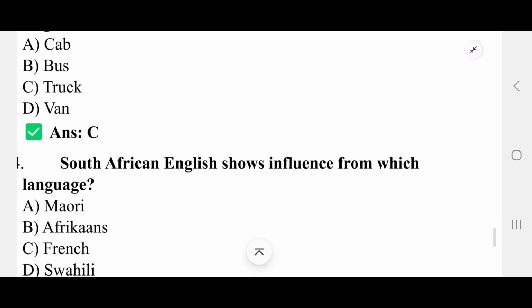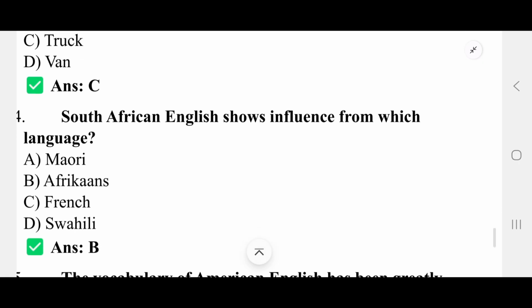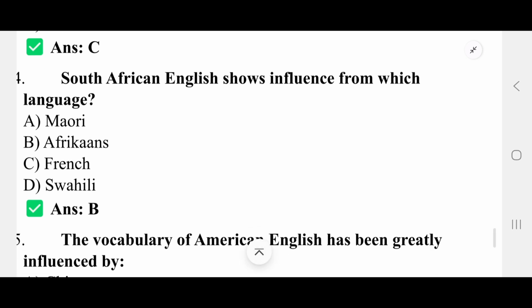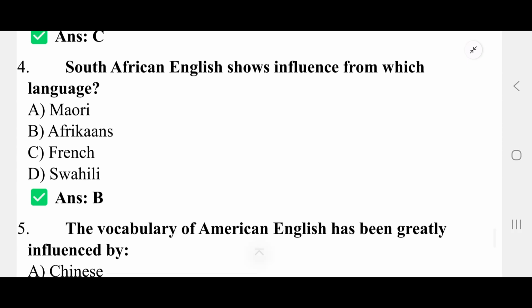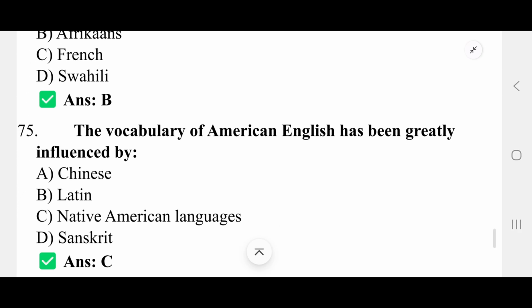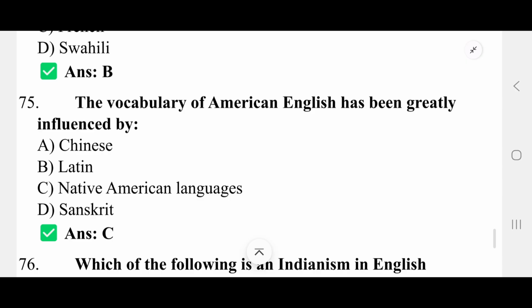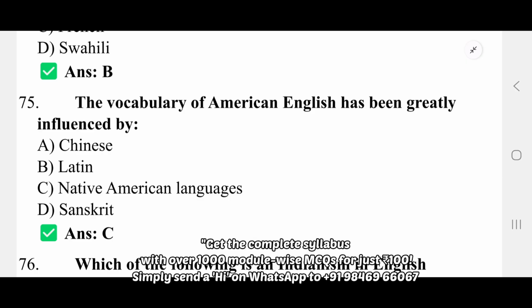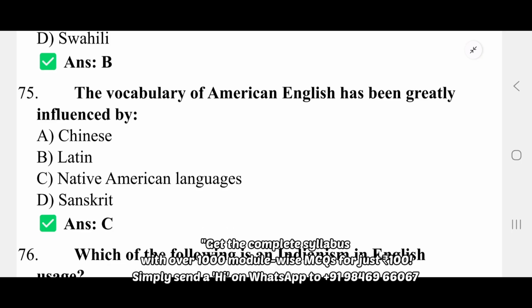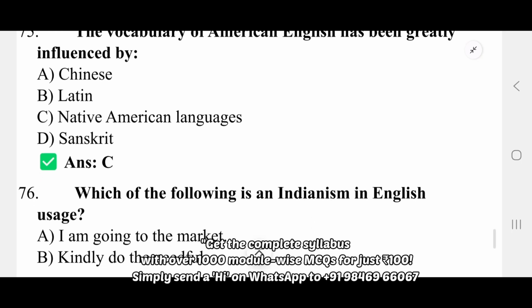South African English shows influence from which language? Maori, Afrikaans, French, Swahili. So option B, Afrikaans. The vocabulary of American English has been greatly influenced by Chinese, Latin, Native American languages, Sanskrit. Option C, Native American language is the right answer.